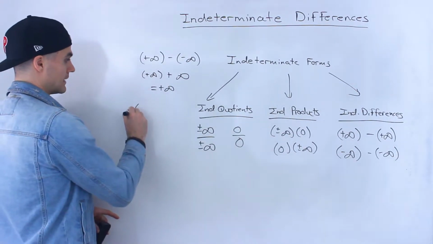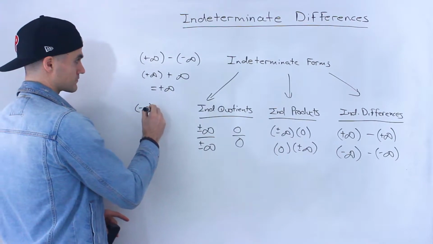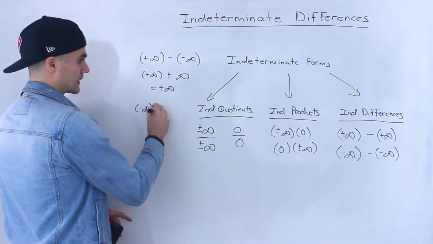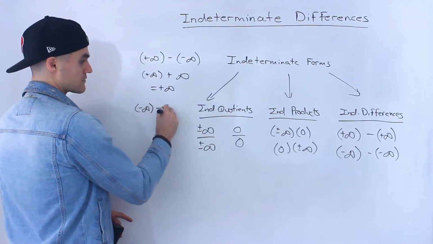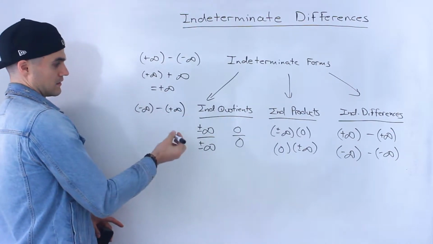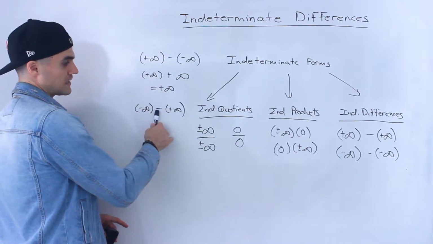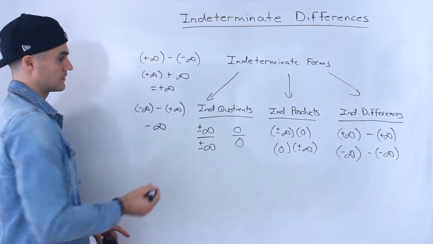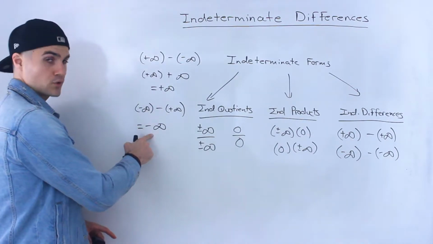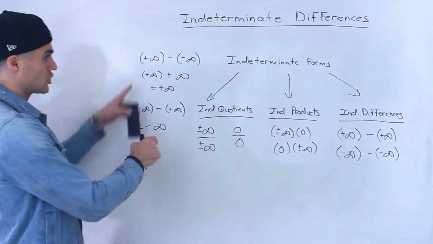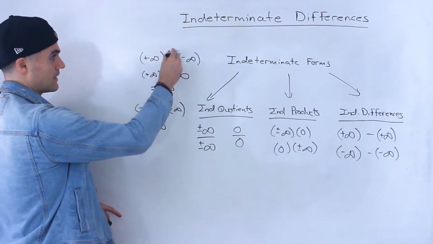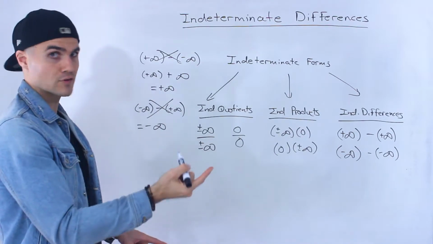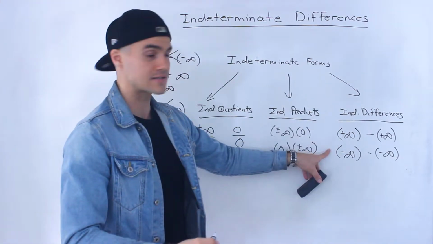Now if you had negative infinity, let's say minus positive infinity, then this would be negative infinity minus infinity, which would give you negative infinity. So you know that limit would go towards negative infinity. This and this are not indeterminate differences. It has to be one of these two formats, and that's super important.